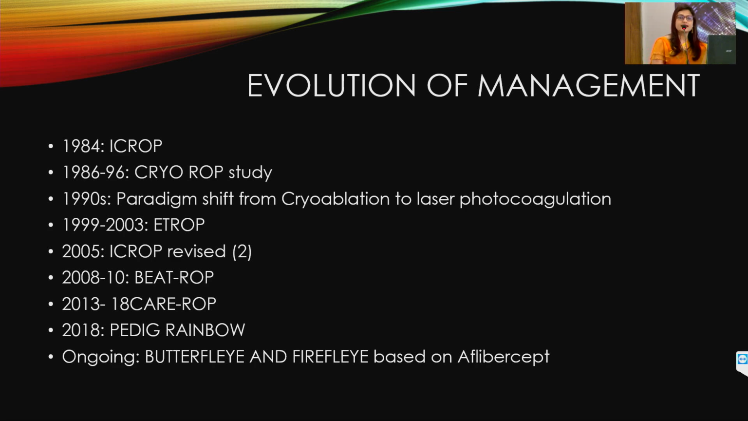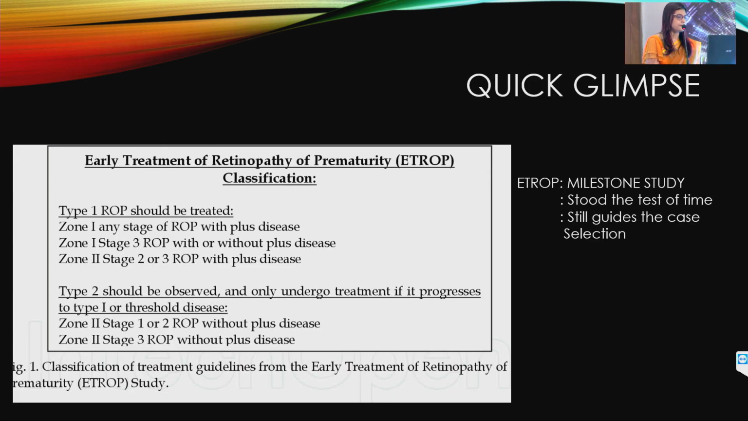So the evolution of the management of ROP is from the cryo ROP study from 86 to 96. In the 90s, everyone shifted from cryo to laser photocoagulation. Then we had the ET ROP, the revised IC ROP, and it was in 2008 to 2013 that the BEAT ROP and the Rainbow studies came out and told us that anti-VEGF could be used in ROP. So I think this has already been covered, so we will not cover this. That is the treatment criteria that is given to us by ET-ROP.